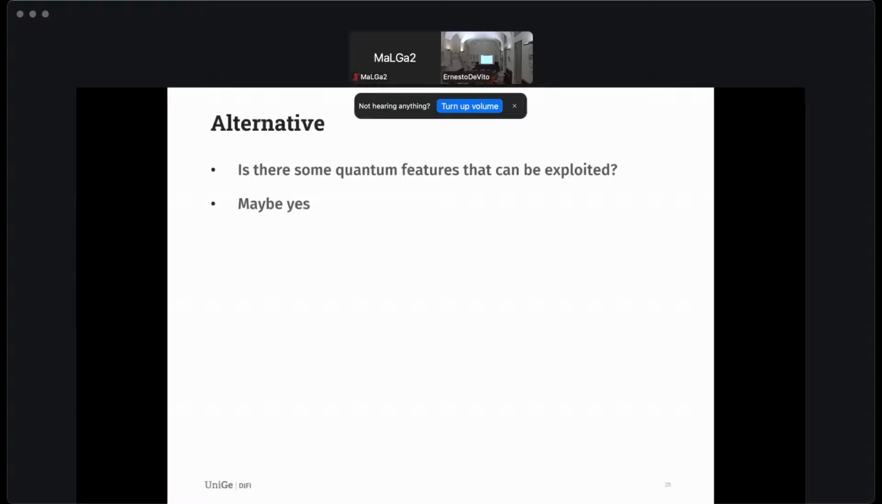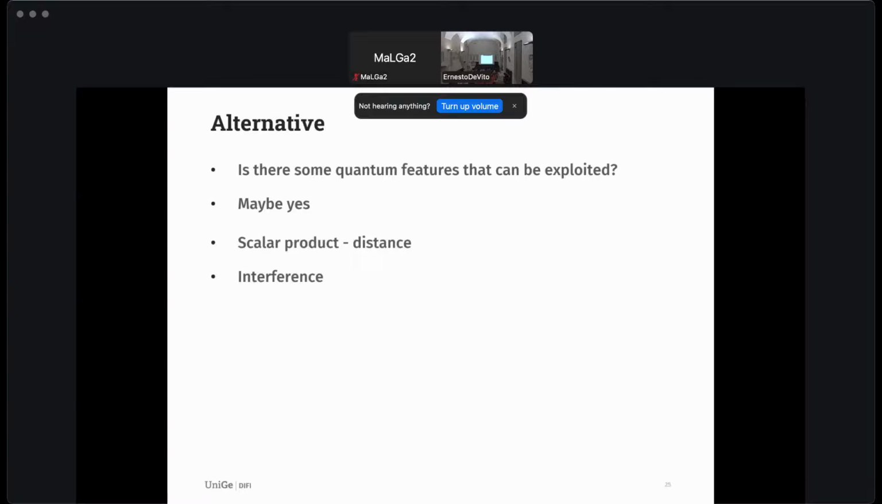So the question now is that there are a lot of papers about quantum machine learning, but I think many of them, not all of course, are out of focus. They misinterpret the name machine learning or the name quantum. They mix them together without a clear idea of what to do. So the question is, is there something that we can use? And the answer is maybe yes.